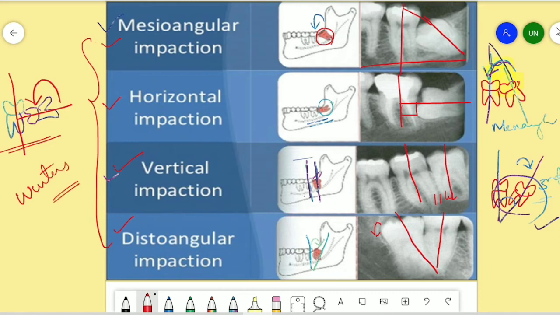It also includes three more categories, that is inverted. Okay, mesoangular impaction, horizontal impaction, vertical impaction, inverted, transverse, and two more, where the tooth is placed more buccally, and in the other one the tooth is placed more lingually. Okay, this covers all of Winter's classification.